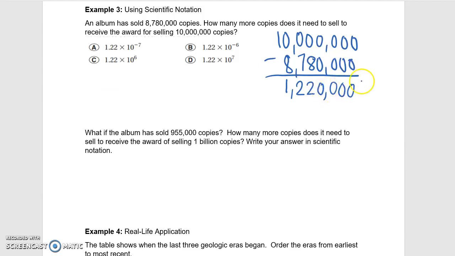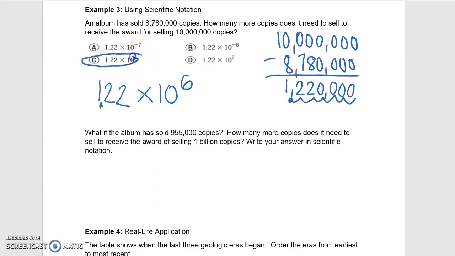And I'm going to ignore those zeros and write the 122. And place your decimal so it's between 1 and 10. So that's 1.22 times 10 to a power. So I'm going to go back into the number that I got when I did my subtraction. And I'm going to move that decimal, and it needs to move 6 spaces to the right to get the number I want. So 1.22 times 10 to the 6th. And that's letter C.